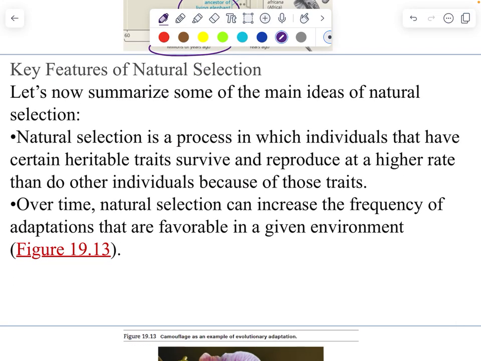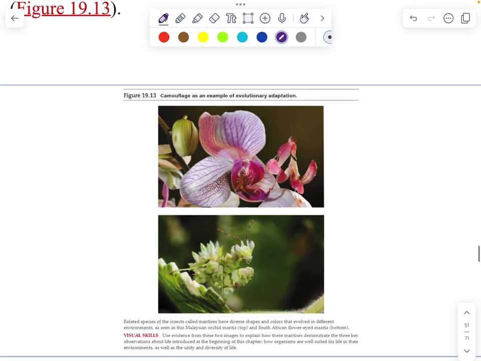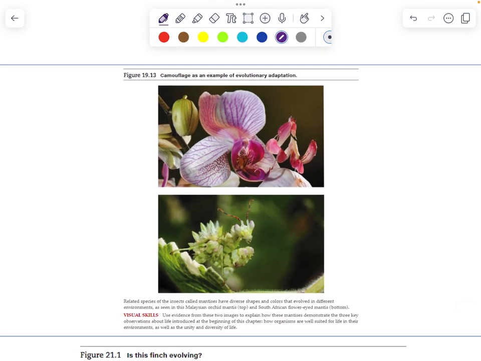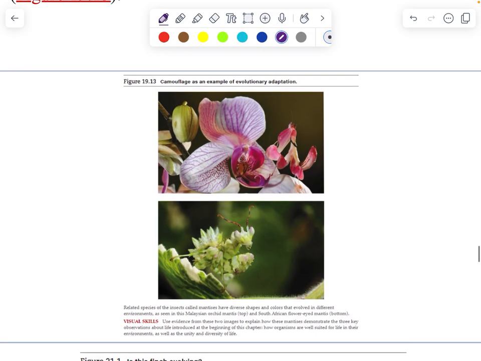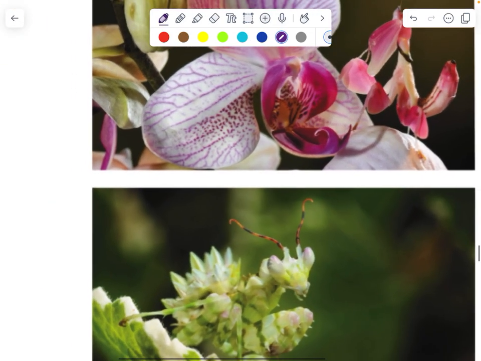Natural selection is a process in which individuals have certain heritable traits, survive and reproduce at a higher rate, thus passing those traits on, increasing the frequencies of those adaptations. Related species of the insects called mantises have diverse shapes and colors that evolved in different environments, as seen in this Malaysian orchid mantis and the South African flower-eyed mantis. There's the orchid mantis, and that's the flower-eyed mantis.